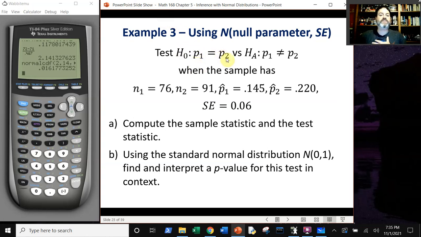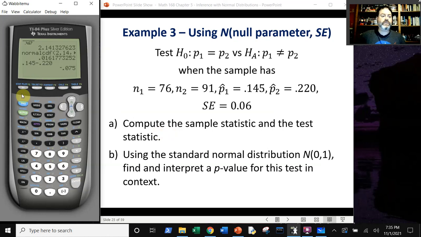So the parameter is P1 minus P2. Therefore, the sample statistic is P hat 1 minus P hat 2. Well, we have P hat 1 and P hat 2 right here. So I'm just going to type that in. So P hat 1 minus P hat 2 is negative 0.075. So that's P hat 1 minus P hat 2.